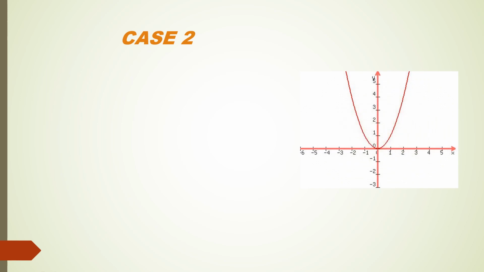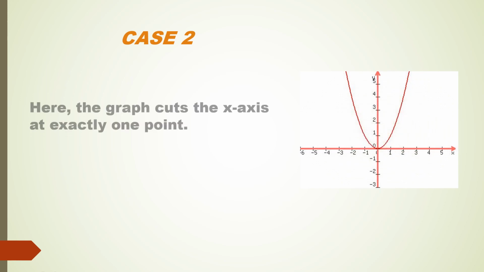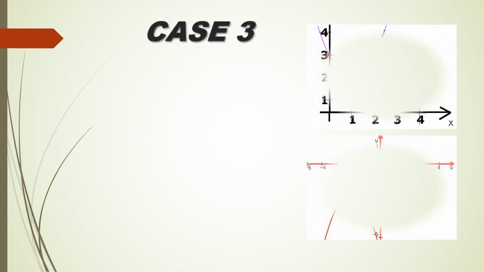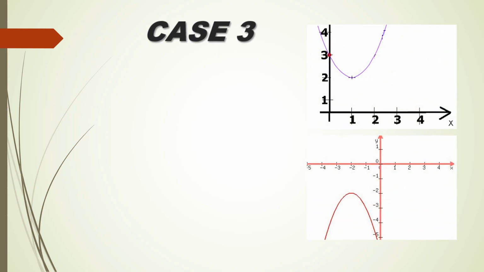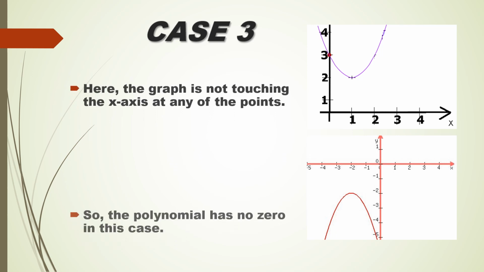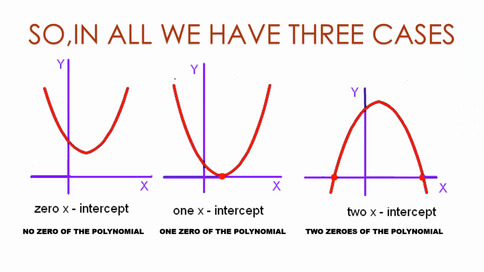Let us now see case 2. Here, the graph cuts the x-axis at exactly one point. The x-coordinate of this point is the only zero for the polynomial. Now let us have a look at case 3. Here, the graph is not touching the x-axis at any point, so the polynomial has no zero in this case. Let us have a look at all the three cases.